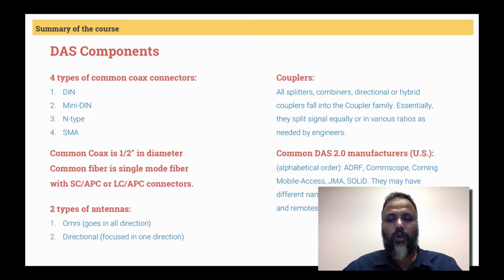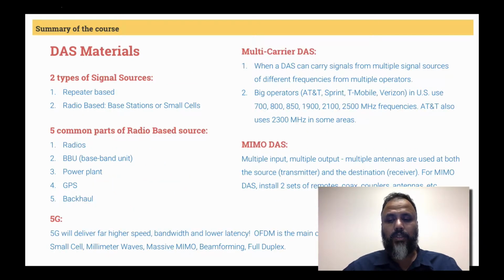We talked about common coax connectors used, common coax and fiber type and size, couplers we commonly use in DAS, and well-known DAS manufacturers in the US. Signal source is not part of the DAS, but without them DAS is useless. There are two types of RF signal sources, repeater and radio-based. Radio-based sources have 5 common parts.